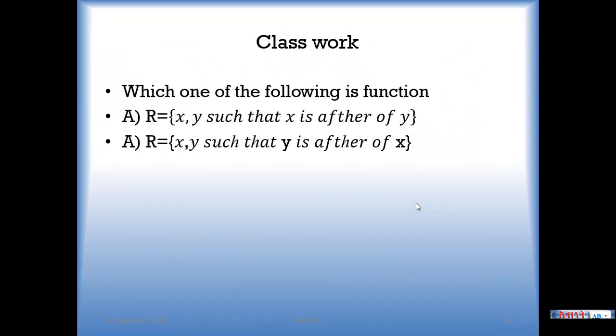By the way, I have a classwork. Which one of the following is a function? R is the set of (x, y) such that x is a father of y, and this b is a typo. Please correct it, students: R is the set of (x, y) such that y is a father of x. I'll give you 2 minutes.